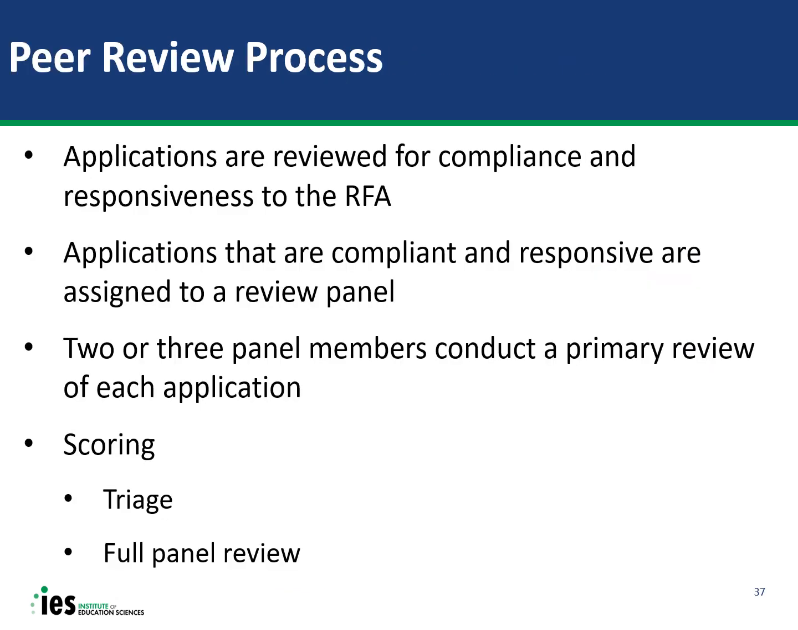IES uses a peer review process for the review of grant applications. First, applications are reviewed for compliance and responsiveness to the RFA. Applications that are compliant and responsive are assigned to a review panel. 2 or 3 panel members conduct a primary review of each application. And there's a triage process so that only the most competitive applications are reviewed by a full panel.